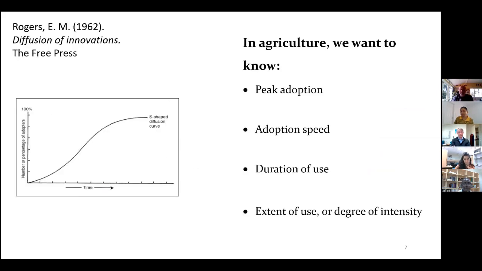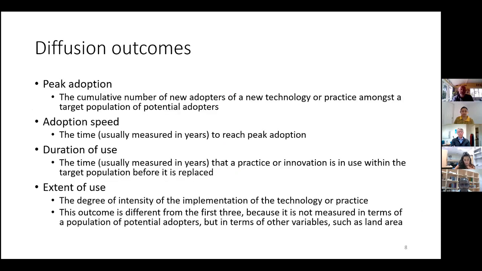So I touched on this last week, but what I'm presenting here is the base model of the curve of adoption that we are familiar with, and that can be used to have a good understanding perhaps of peak adoption and adoption speed, but not necessarily of the duration or extent of use that are actually important for us to know. And this is a bit more detail on those four outcomes.